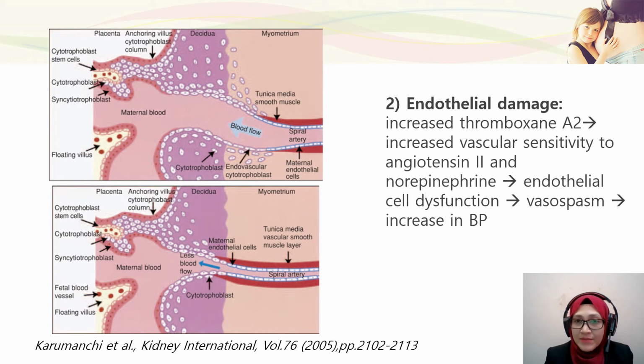The second mechanism is through endothelial damage, in which there is increased thromboxane A production, and it can cause increased vascular sensitivity to angiotensin 2 and norepinephrine, and later on it will lead to endothelial cell dysfunction, vasospasm, and then lead to an increase in BP. So you can have further reading on the pathogenesis of preeclampsia. Okay.